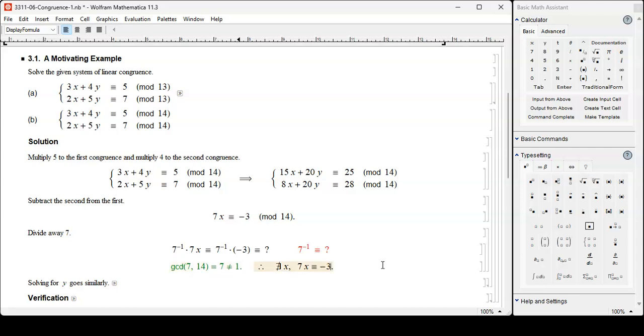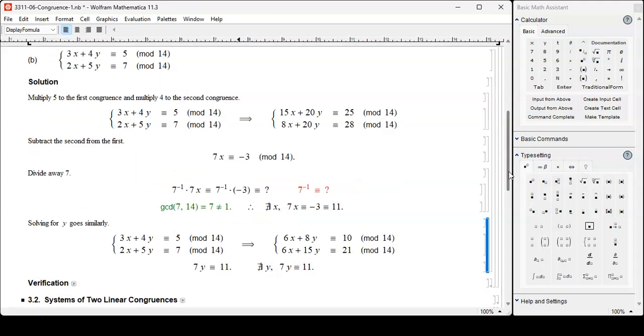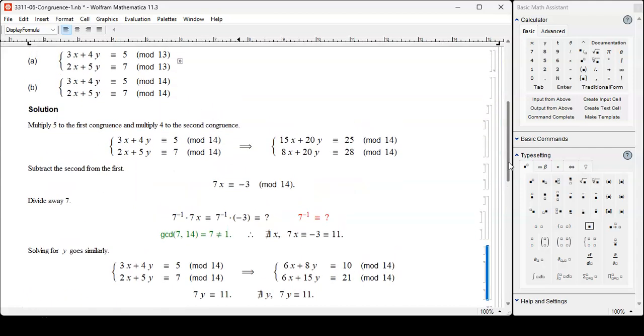So if you try any x, 7x equals negative 3, it's not going to work. Or more precisely speaking, 7x is congruent to 11, because negative 3 is congruent to 11. Try any x. 7 times 0, 7 times 1, 7 times 2, all the way up to 7 times 13. None of them will give you 11, modulo 14. So no solution. And same for y, no solution. And again, maybe by some strange coincidence, we have the same problem, 7.